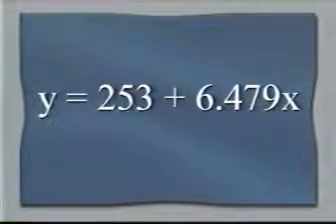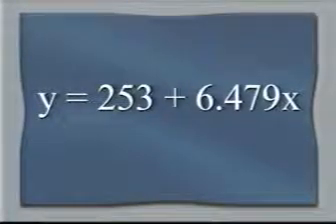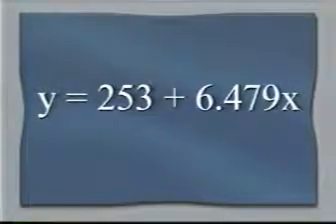That says that the y-intercept is 253. If the pizza had no fat, there would still be 253 calories. And the slope is 6.48 approximately. That says if we add another gram of fat, we would add approximately 6.48 calories to that pizza's content.